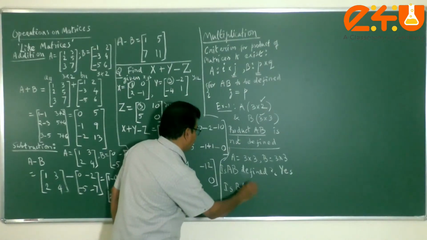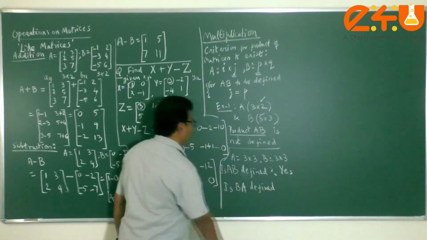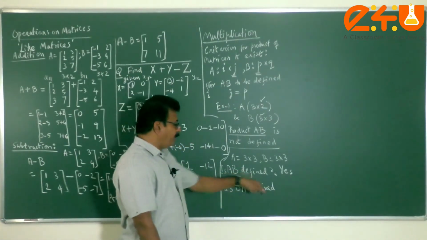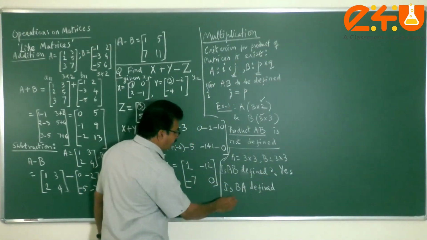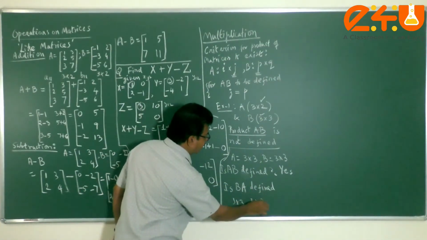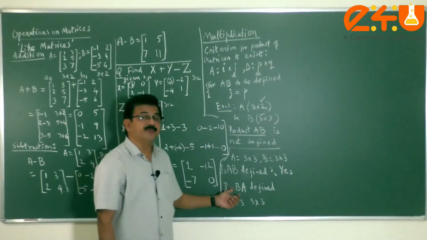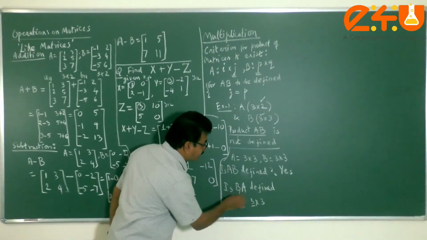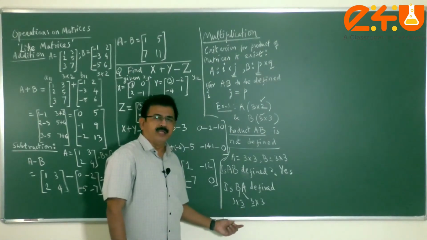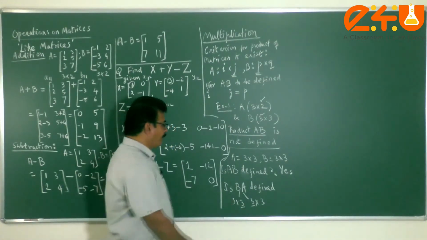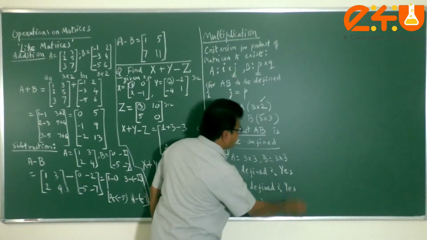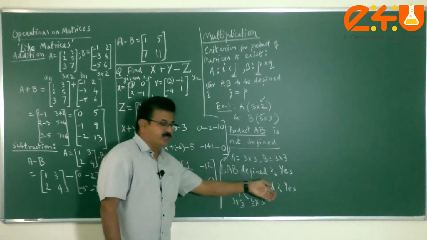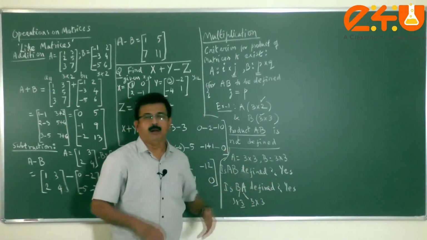Is BA defined? Is AB defined is already answered. Now let us try to answer, is BA defined? So put the order of B first, put the order of A next, and see whether, now B becomes the first matrix. So the number of columns of B and number of rows in A must match. Here it is simple because it's 3 by 3 and 3 by 3. It matches. Therefore, the answer is yes, both for the order of multiplication AB and also BA.